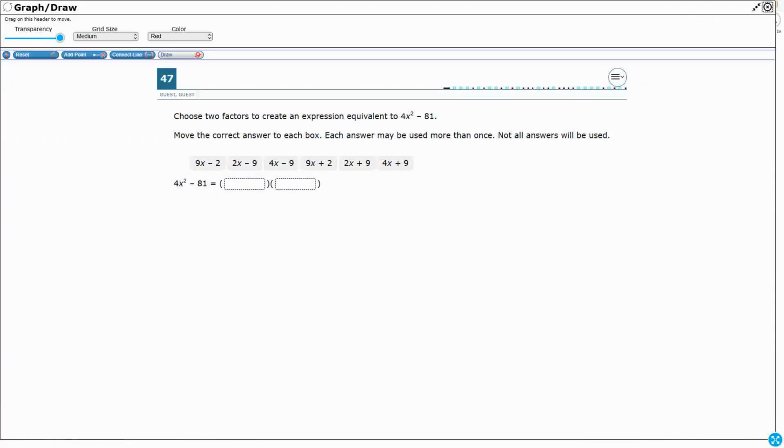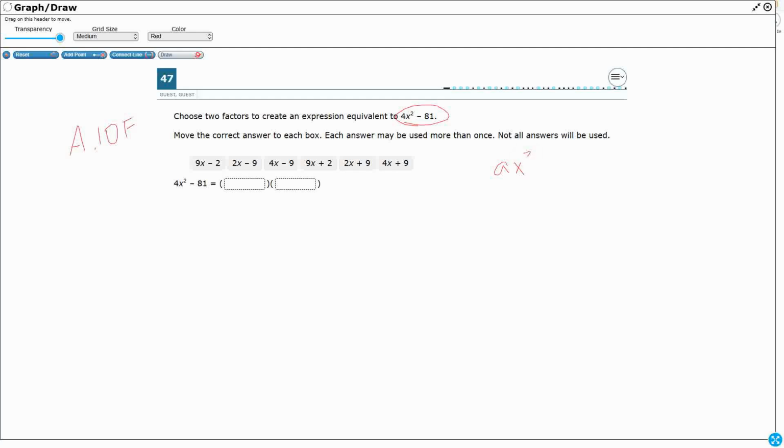For number 47, we are looking at the difference of squares. This is A.10f. And so we've got to factor this quadratic here. We could use the quadratic formula, but hopefully we notice that our standard form here is ax squared plus bx plus c, and we're missing an entire term. It goes 4x squared, and then we have a minus 81, but we are missing this middle term, right? The linear term that just has the x without any exponent on it.